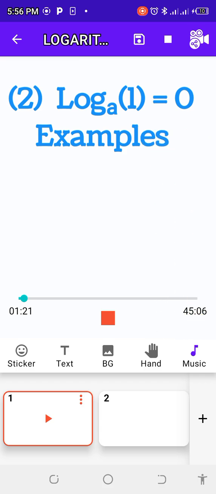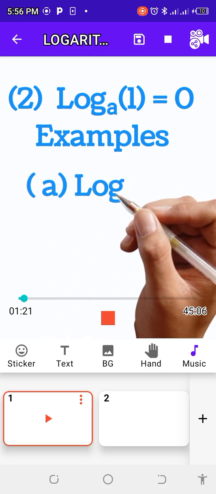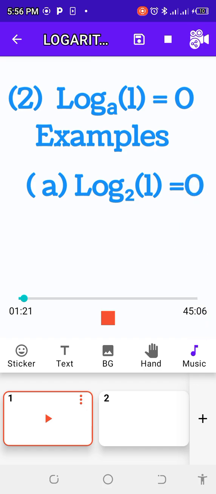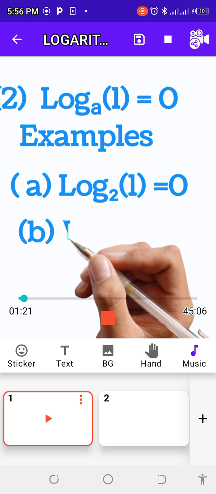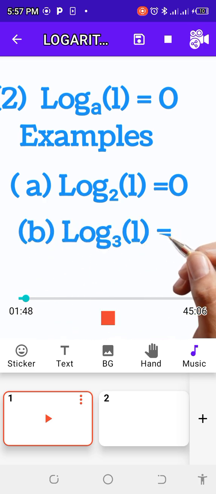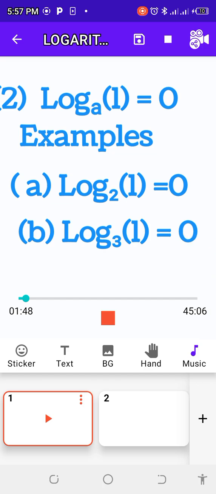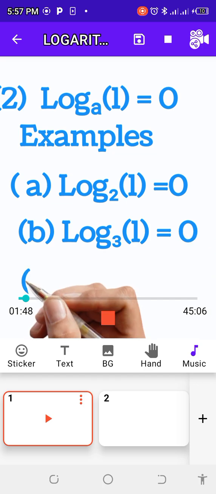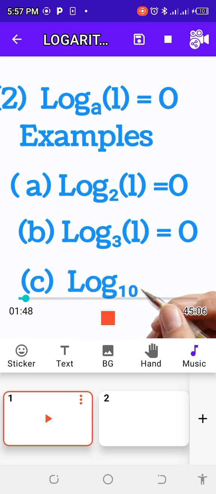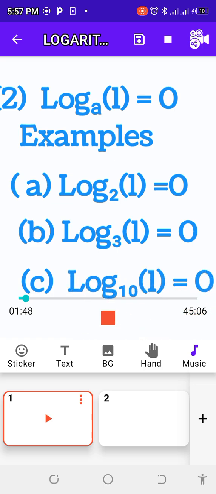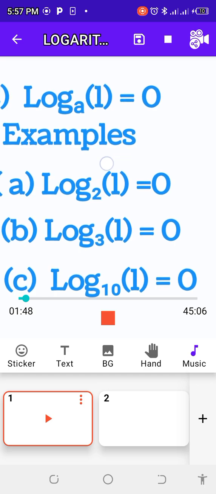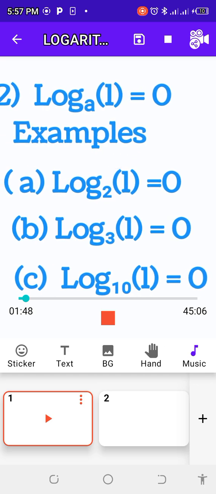Example A. Log 1 base 2 is equal to 0. Example B. Log 1 base 3 is equal to 0. Example C. Log 1 base 10 is equal to what? 0. The log of 1 is equal to 0 no matter the base. This identity is crucial, and you need to know them very well and commit them to your memory.